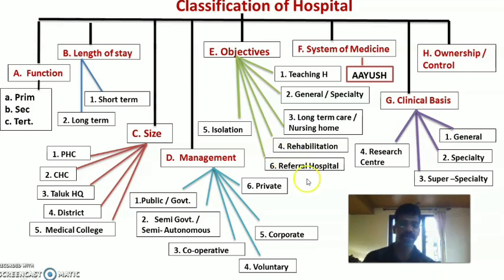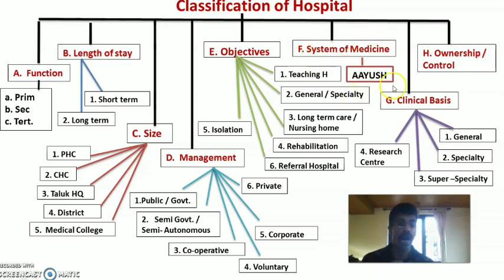So rehabilitation. Then referral hospitals. All the referral cases will be treated in the referral hospital, like CMC Vellore is a referral hospital. Then isolation hospital, where communicable disease patients can be categorized and are treated separately. That is isolation hospital.